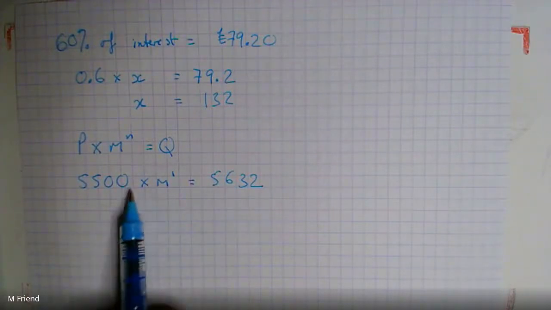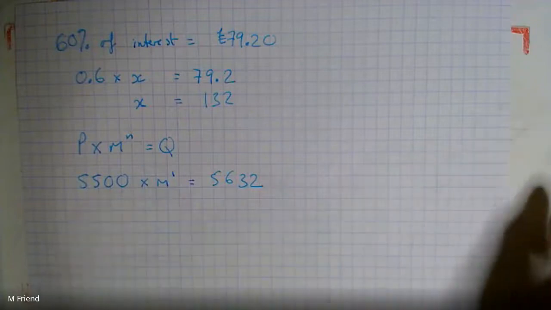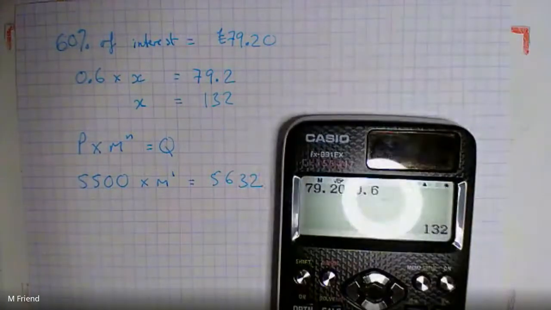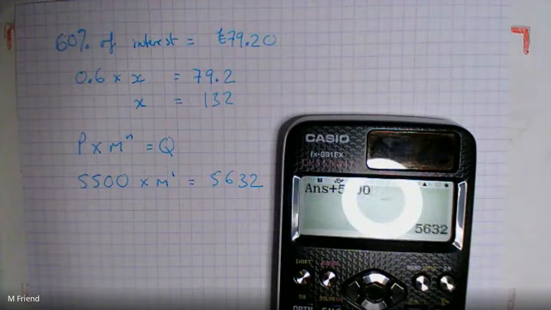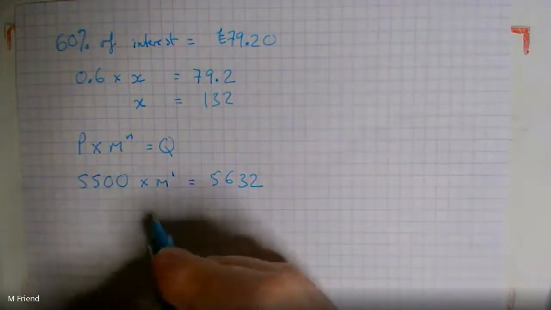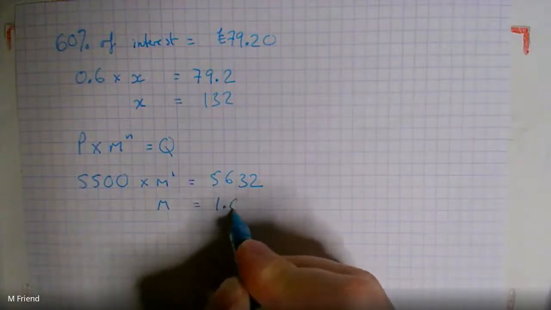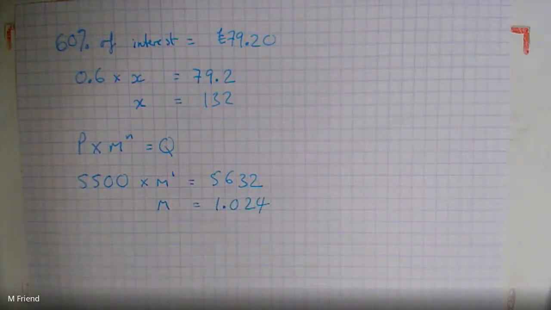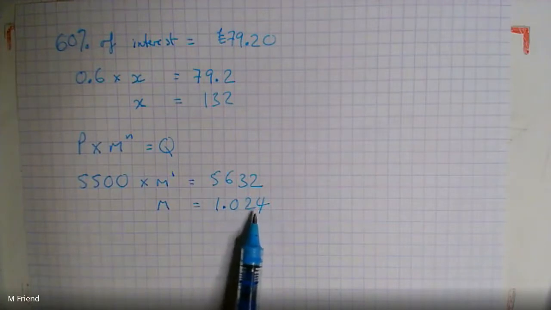If I want M on its own, I've got to undo the fact that at the moment it's multiplied by 5500. So let's get my 5632 on the screen. We'll divide that by 5500. I'm dividing both sides by 5500, and that gives me 1.024. So M is 1.024, and that's written as a decimal at the moment.